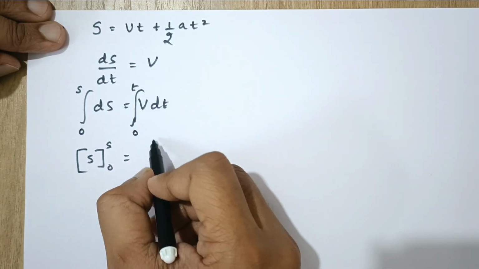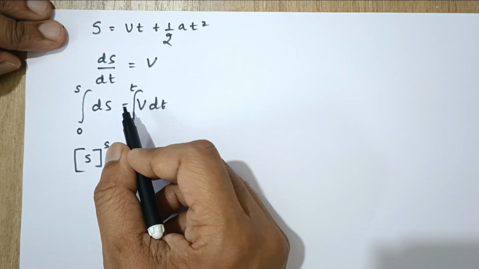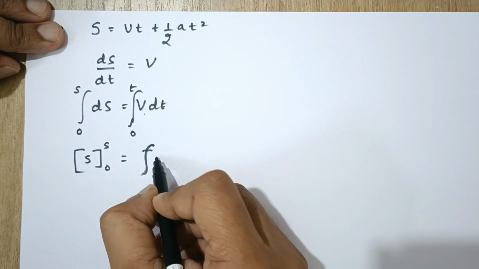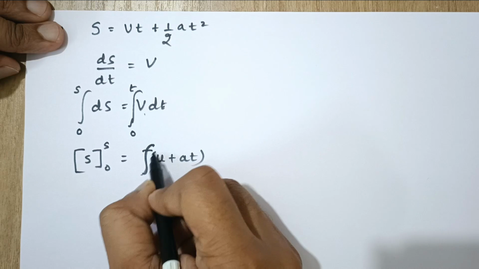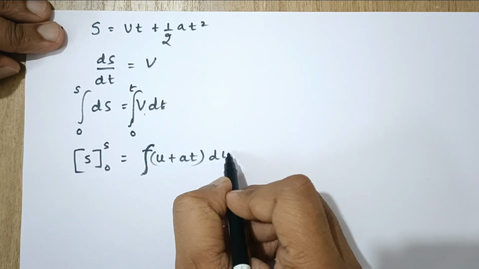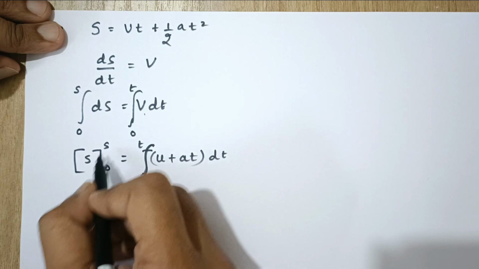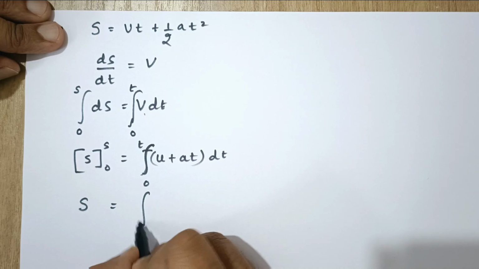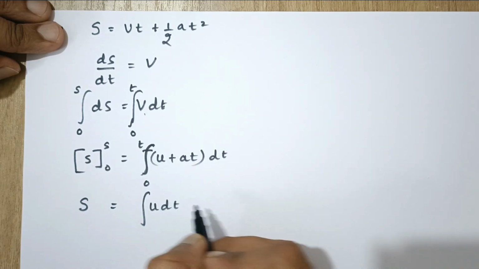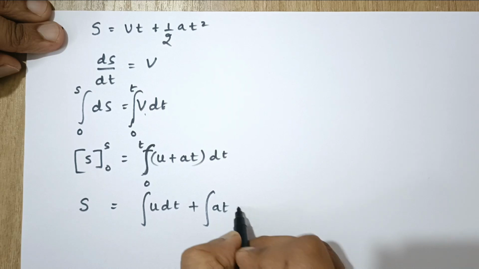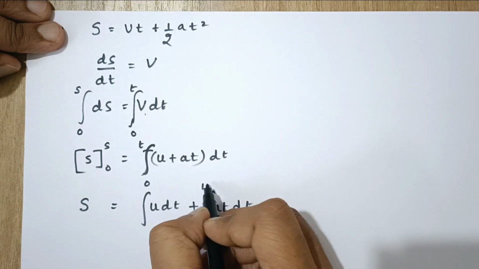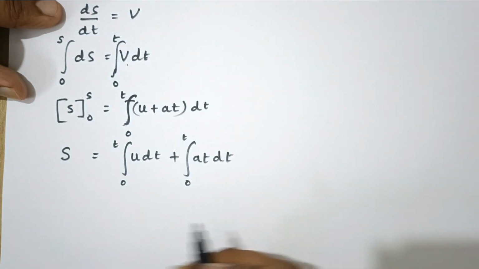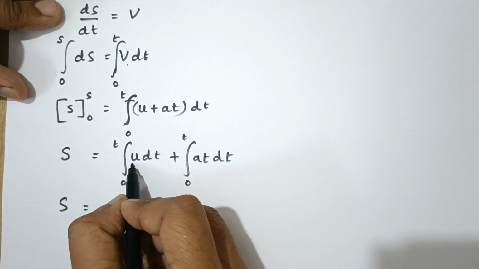Integration of v dt, you can't simply pull out v as a constant, which would be wrong, because this is a function u plus at. This is a time dependent variable, so you can't pull it outside. This is from 0 to t. So upper limit minus lower limit, s minus 0, so I am simply writing s. Now this is integration of u dt plus integration of at dt, all limits from 0 to t.